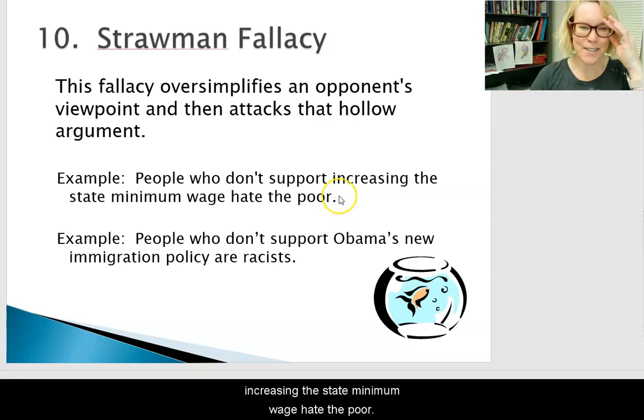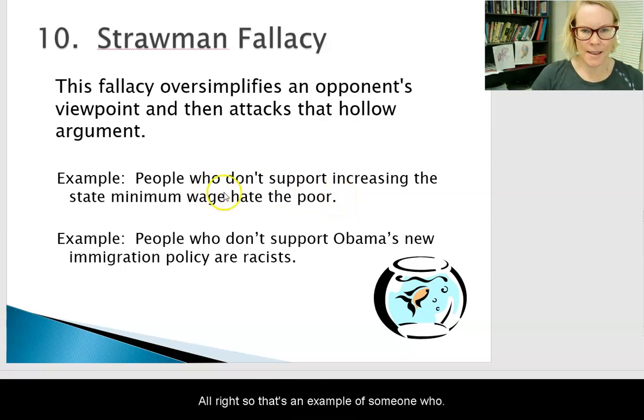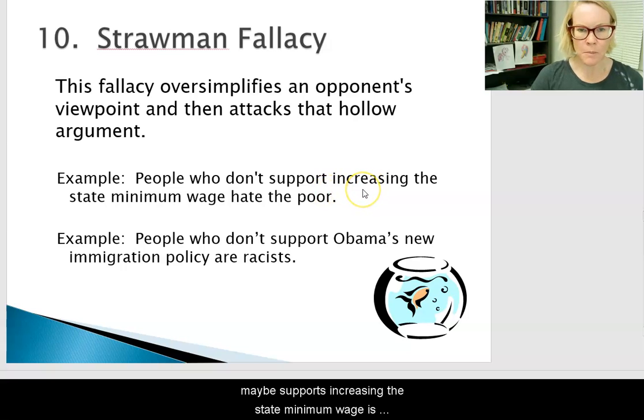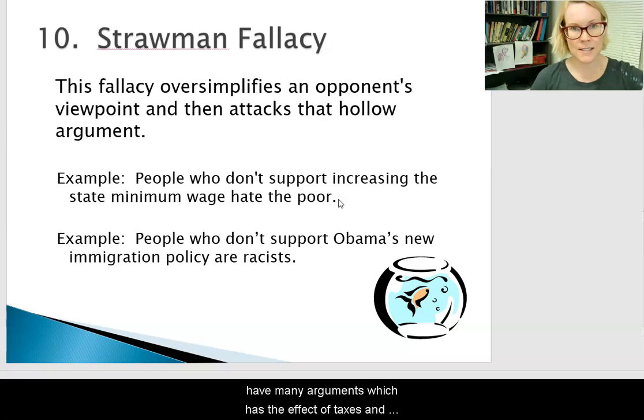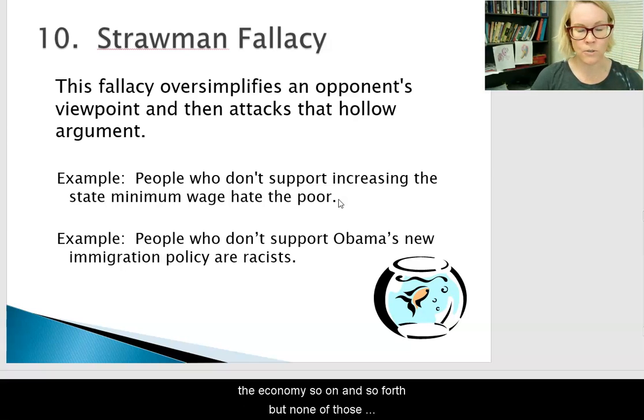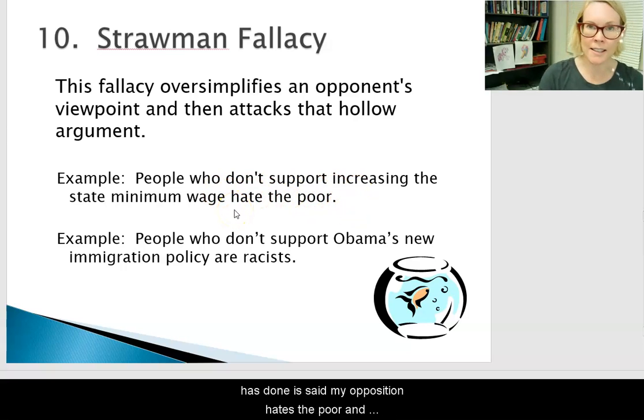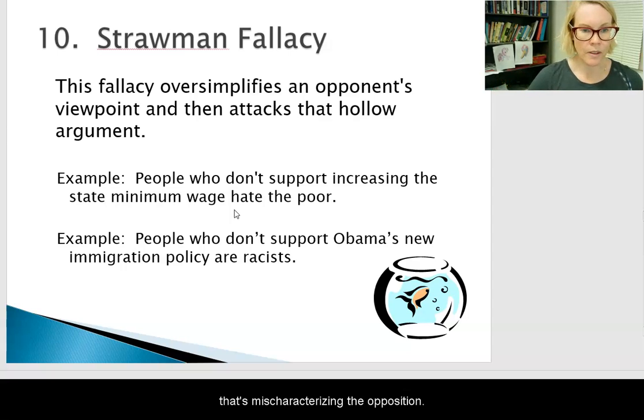All right? So that's an example of someone who maybe supports increasing the state minimum wage is talking about their opposition, and their opposition may have many arguments such as the effect on taxes and the economy, so on and so forth, but none of those arguments are here. The only thing this person has done is said, my opposition hates the poor, and that's mischaracterizing the opposition.